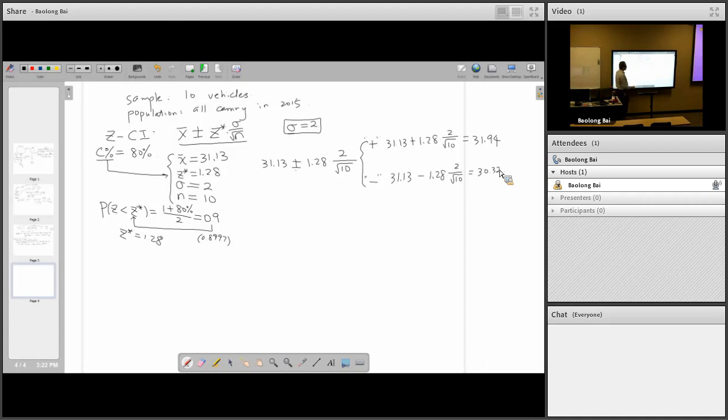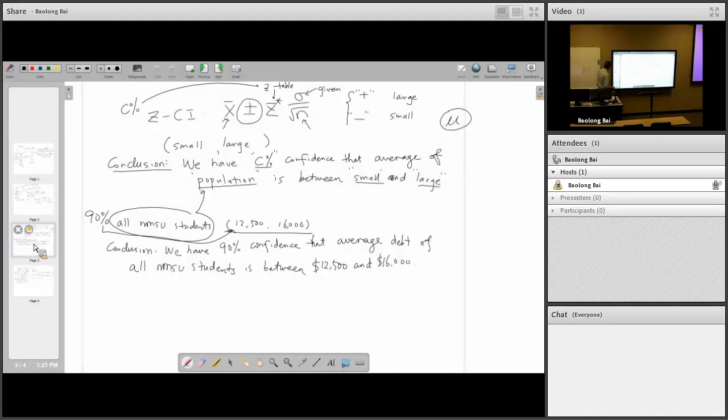So then we're going to write the confidence interval in the format of parentheses, separated by a comma, small number to the left, 30.32, large number to the right, 31.94. And then lastly, we need to write a conclusion. We're going to conclude using the format we had talked about earlier, right? We have C% confidence that the average of the population is between small and large.